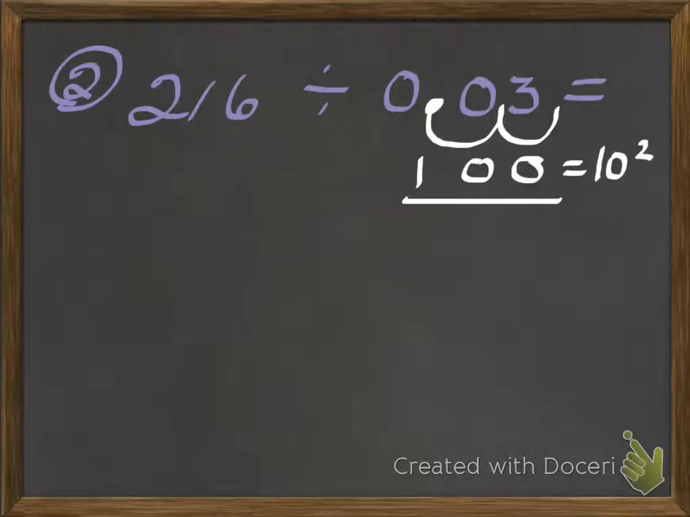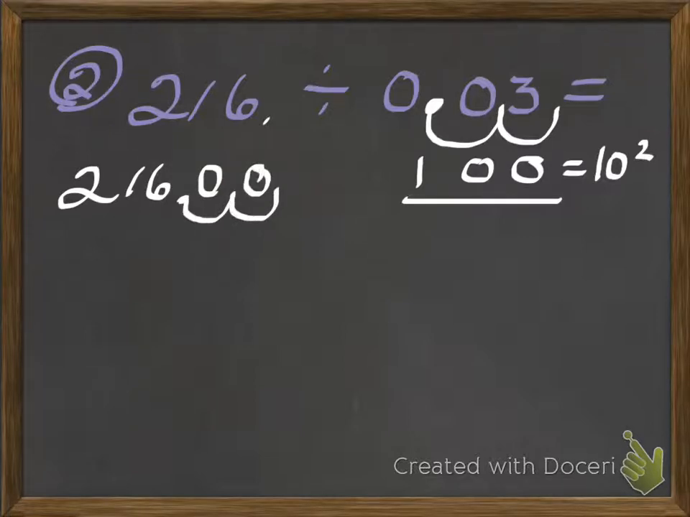Okay, so I multiplied 0.03 times the power of 2, or 100, which means I have to do it over here as well. At 216, I have to do that as well. So it already has a decimal point, even though you don't see it. I'm going to rewrite it over here, 216.0, right? We move over 2 spots, 1, 2. So there was a missing 0 there.